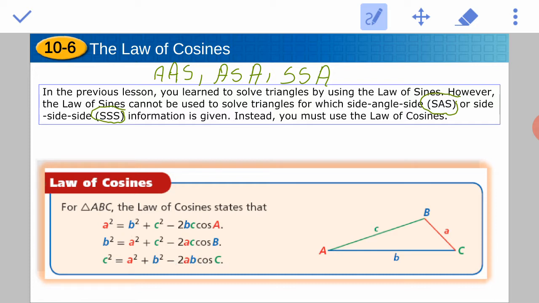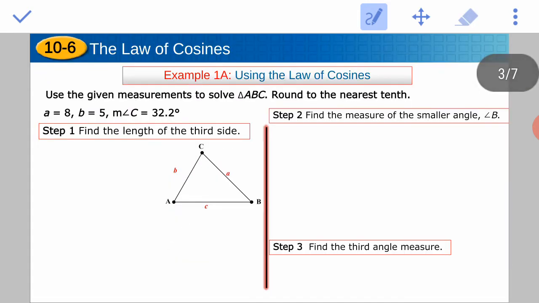You have to memorize these formulas, guys. It's very easy to memorize them. They are not that difficult. Now let's apply the law of cosines in order to solve a triangle with the given information.